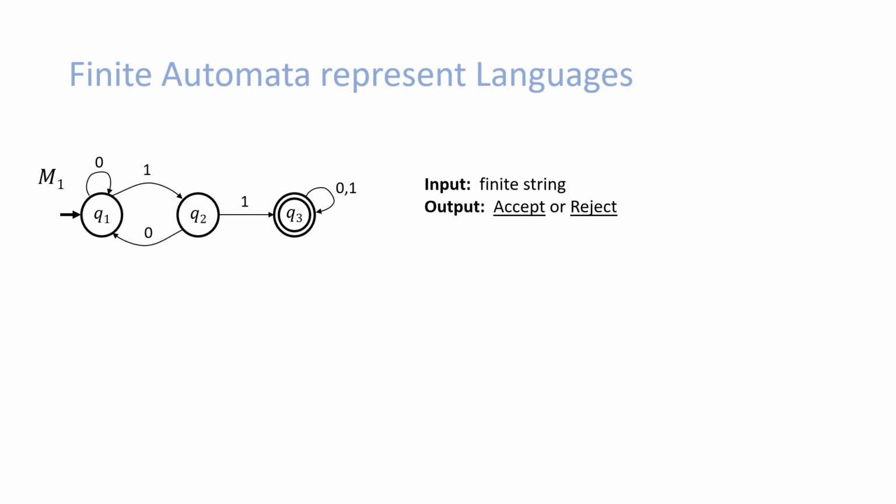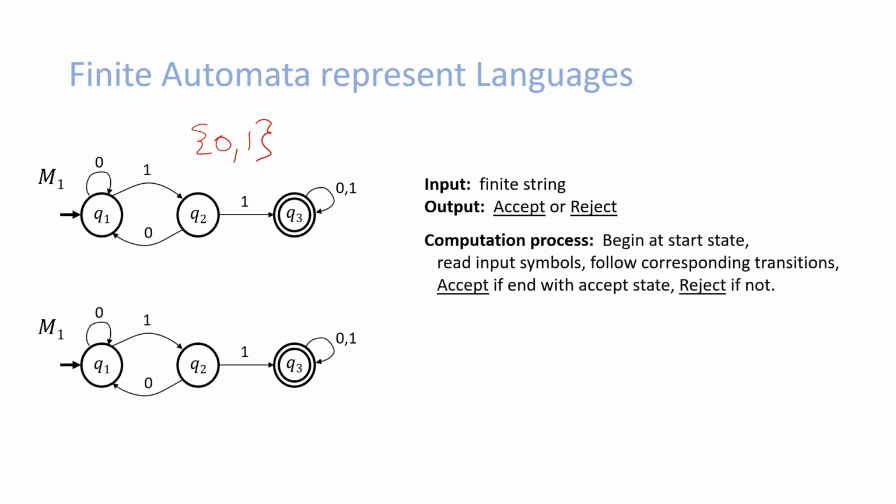So looking at our example from before, this is something that takes in elements over an alphabet of zeros and ones. And if you just follow through on these transitions, you can decide whether a particular string in the alphabet is accepted or not. We'll run over an example in a moment here. In general, the computation process is: begin at the start state, read input symbols, follow the corresponding transitions, accept if you end in the accept state, and reject otherwise. So as promised, let's look at two examples.